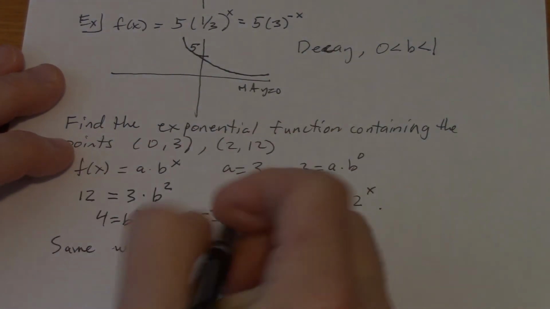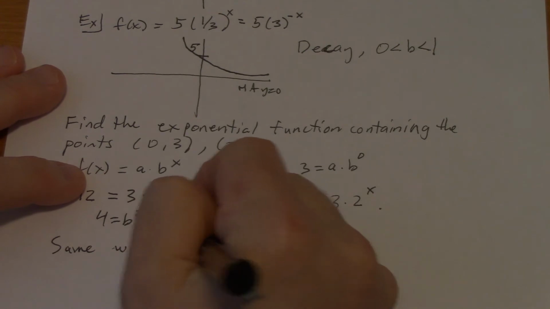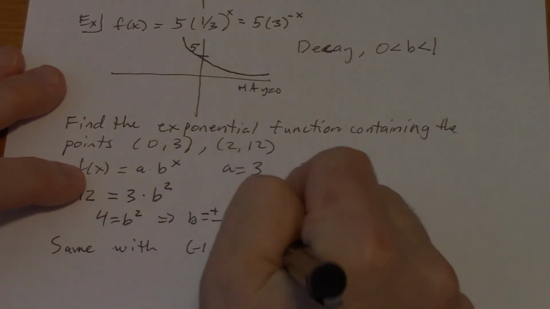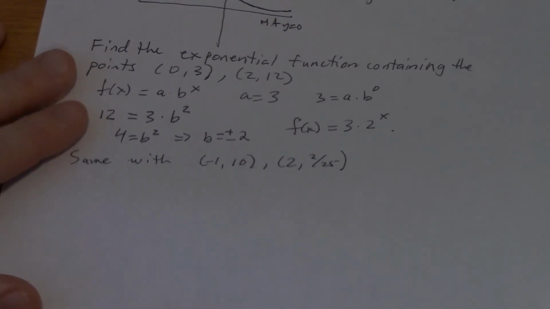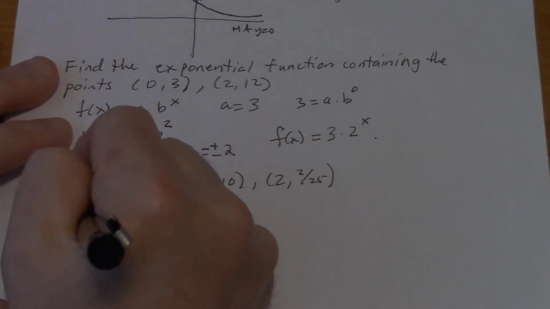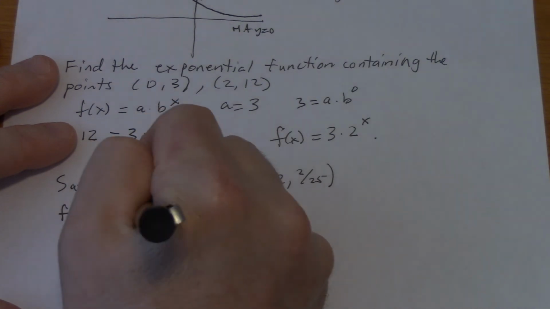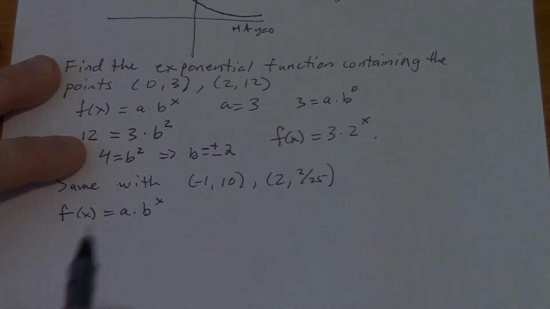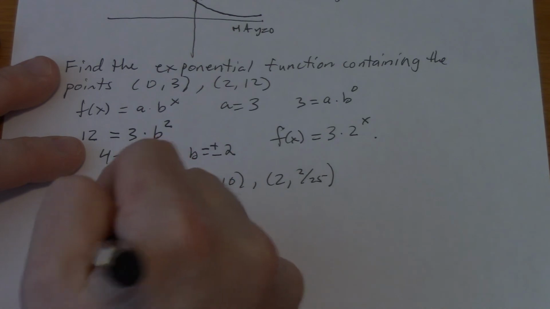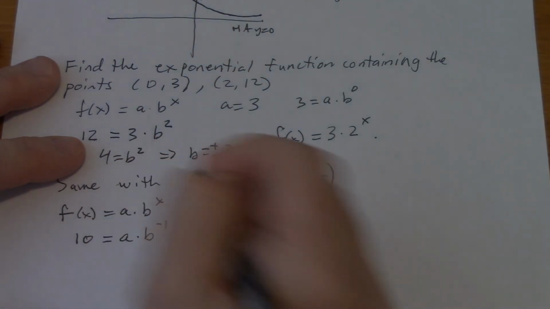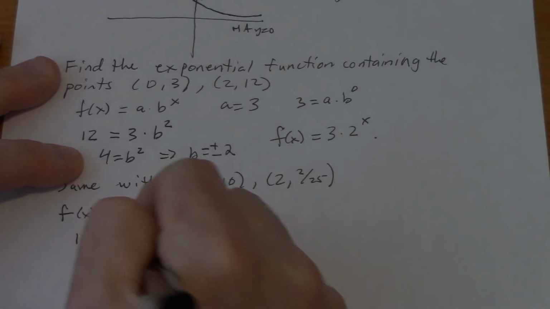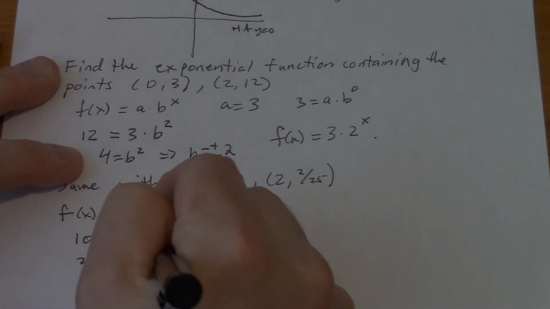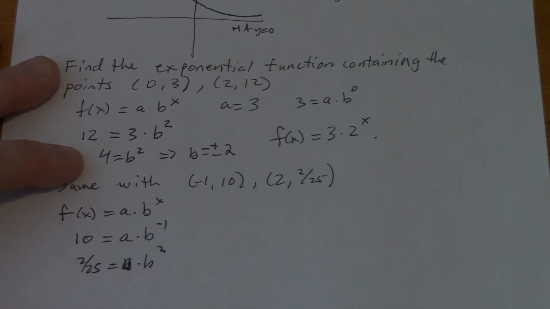So let's do the same. It's always easier when they give you the y-intercept. So we're going to do the same with (-1, 10) and (2, 2/25). I want to show you a nice little trick for this one. So first of all, if we think of it the same way as we thought of the last one, f of x is a times b to the x, and you can just substitute things in. So 10 would be a times b to the negative 1, and 2 over 25 would be a times b squared.